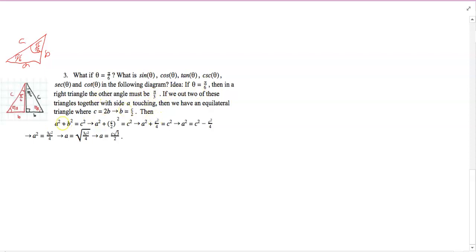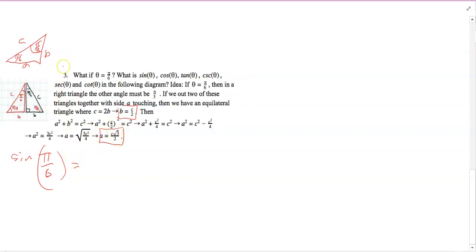And then we can find, using the Pythagorean theorem, A squared plus B squared is equal to C squared. I want to find A. We work it down to get A is equal to C root 3 over 2. Now let's find the sine of pi over 6. So we know B was equal to C over 2, and A was equal to C radical 3 over 2, and then C would be just C.